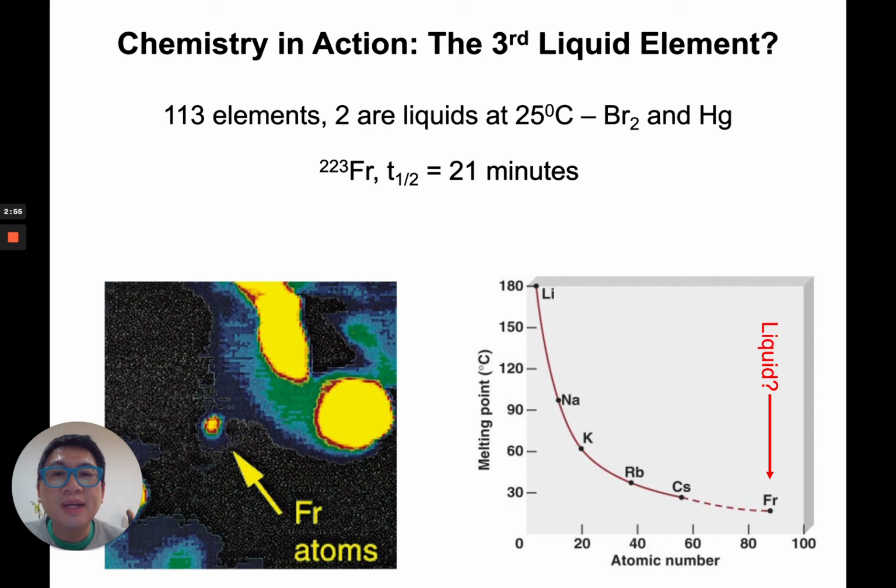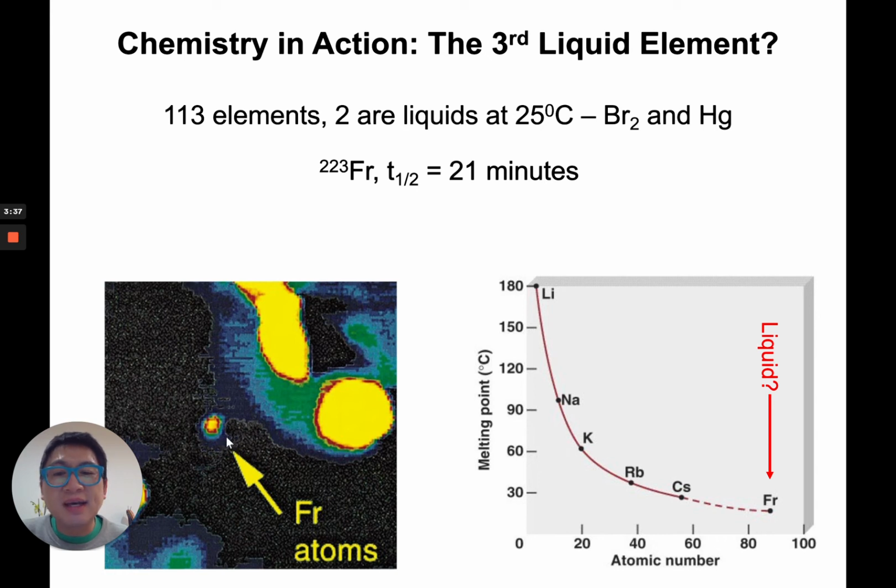Now, why do we not know and almost not care if francium is a liquid at room temperature? Because francium is an extremely, extremely unstable element. It's created somewhat in a lab, and when it's created, it has a half-life, meaning it's only stable for about 21 minutes. Then it transforms into another element. It goes through a type of nuclear reaction and breaks apart into simpler elements. It only lasts for 21 minutes, and we're talking about only one or two atoms at a time.